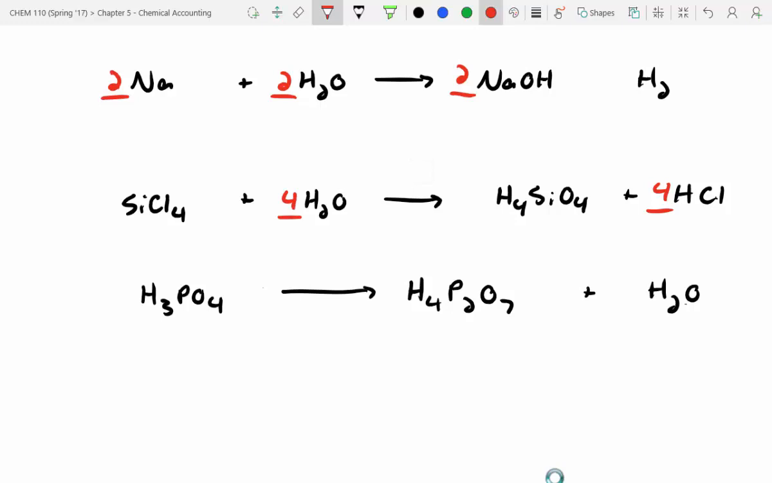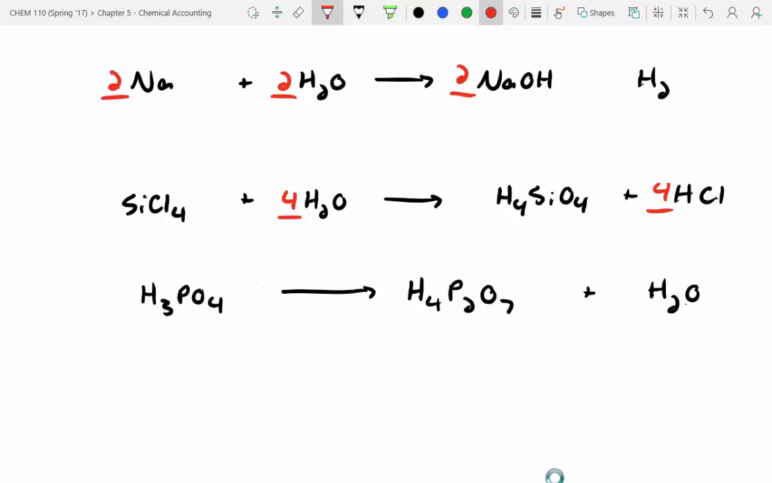Okay, so now we've got 8 hydrogens on the left. We've got 8 hydrogens on the right. Are we done? What do you guys think? Yeah, it looks balanced to me. So always go through and double check at the end to ensure that you've got everything balanced correctly. And then we'll do the last one.